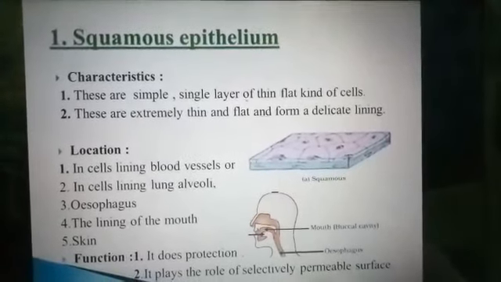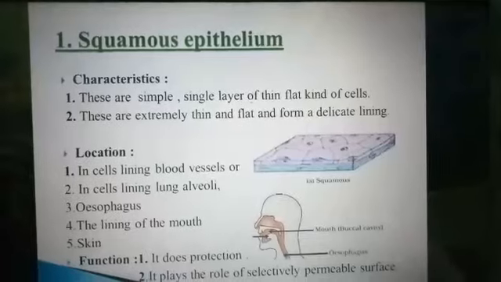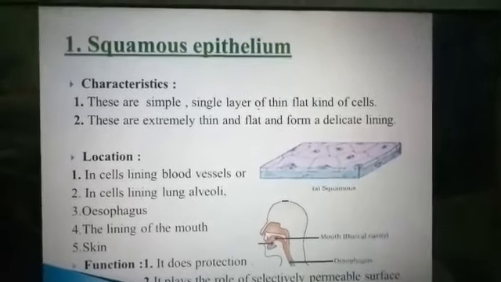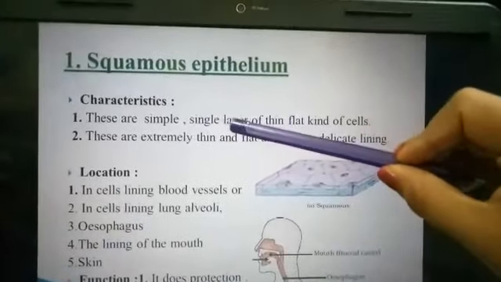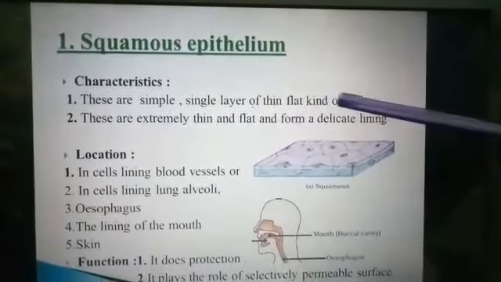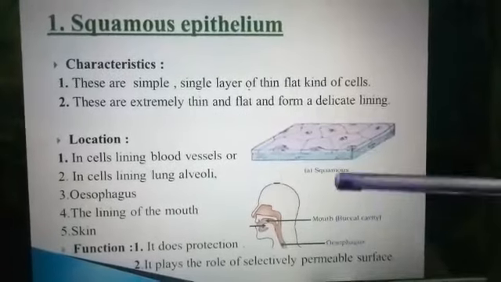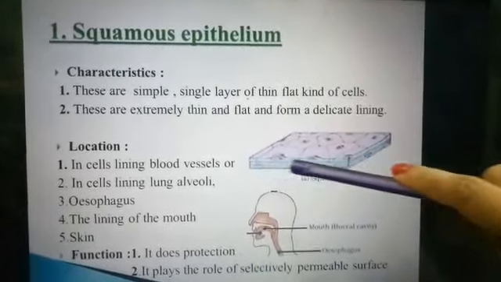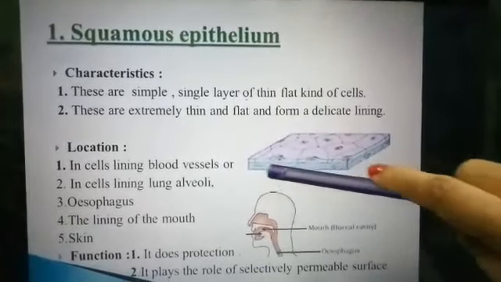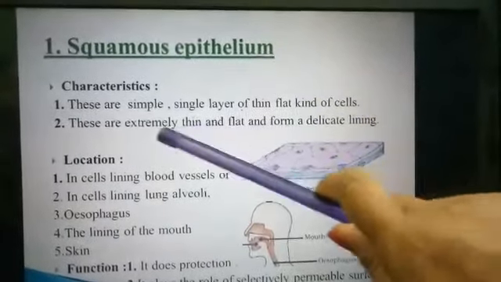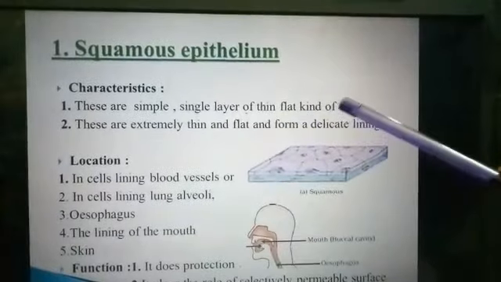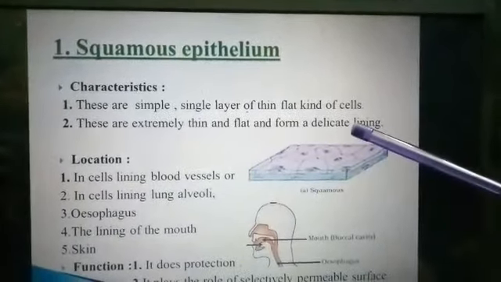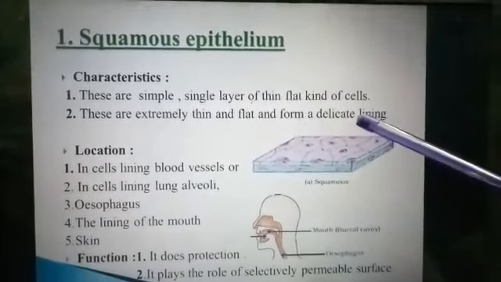Next is our first topic. The first type of epithelial tissue is squamous epithelium. Squamous means scales. So here these are a simple single layer of thin flat cells. Just look at the diagram. All these are thin and flat, a single layer of cells. You're observing only a single layer of cells. So squamous epithelium means a simple single layer of extremely thin flat cells, and they form a delicate lining. It is the outermost covering, right?